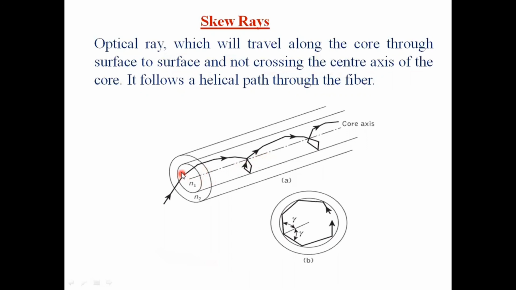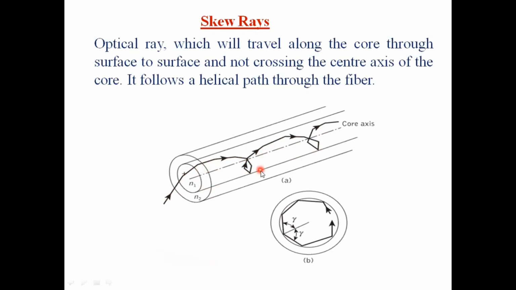Here the optical fiber consists of two media. The inner medium is the core, having refractive index n1, and the cladding has refractive index n2. Light enters from the air medium at the interface of air and core medium. It is refracted into the core medium, then reflected from surface to surface as it travels through the fiber. So it travels in a helical path. This is called a skew ray.